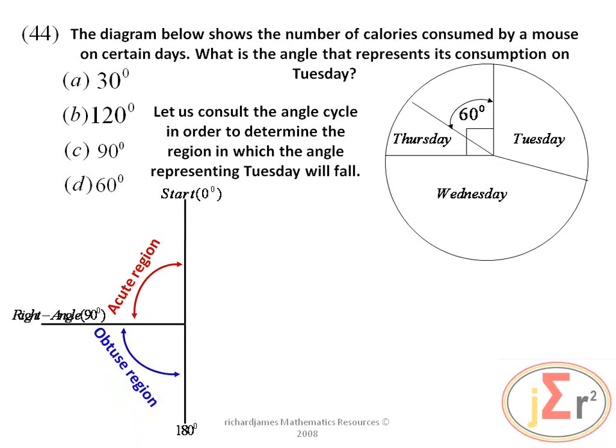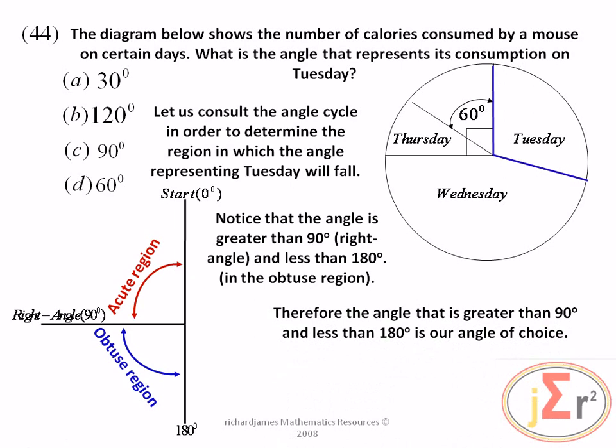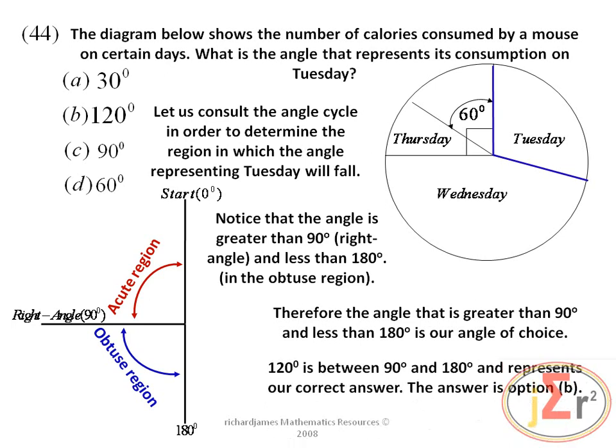Now we are looking at the obtuse region. The obtuse region is the region between 90 degrees and 180 degrees. Now look at the angle that represents Tuesday. Notice that the angle is greater than 90 degrees, which is a right angle, and less than 180 degrees. So because this angle is greater than 90 and less than 180, we are sure that the angle is in the obtuse region. Therefore, the angle that is greater than 90 degrees and less than 180 degrees is our angle of choice. 120 degrees is between 90 degrees and 180 degrees and represents our correct answer. The answer is option B.